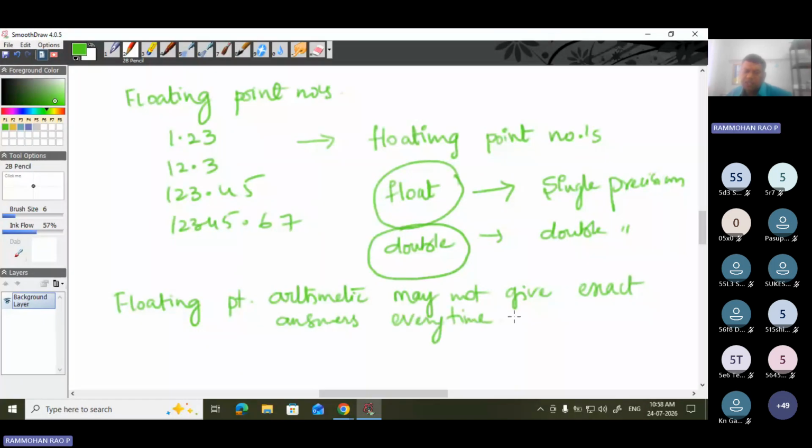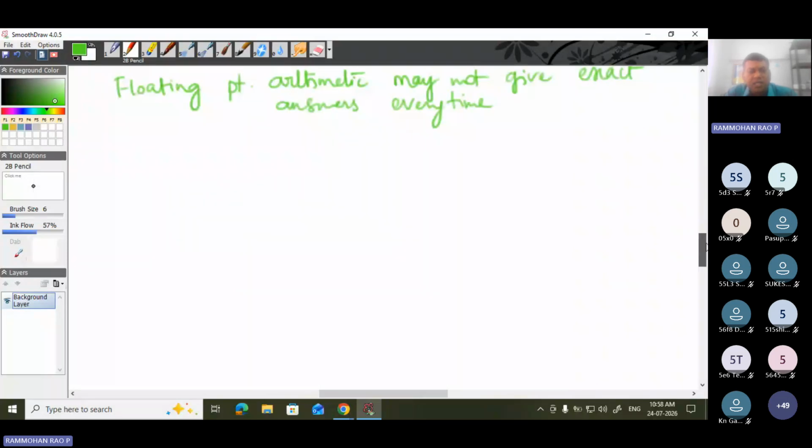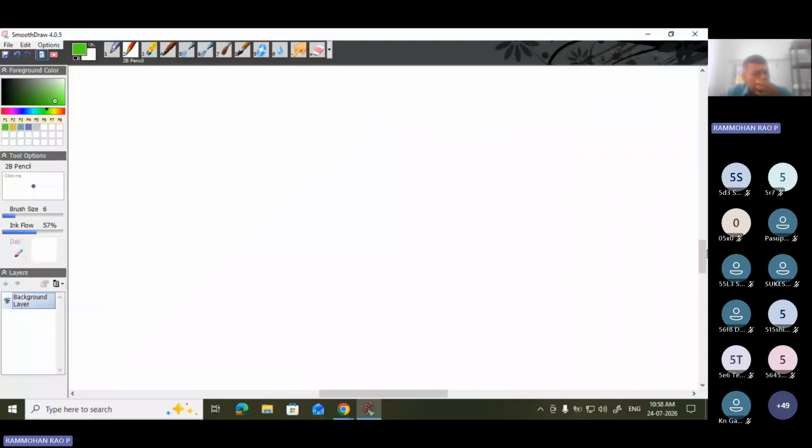So what is the reason? Especially in C language, you might have noticed if at all you have dealt with very large floating point numbers or very small floating point numbers. I'll give you an example. 10 by 3, what will we get? 3.33333. It will continue like this, right?